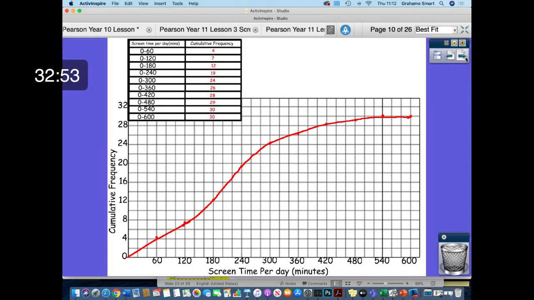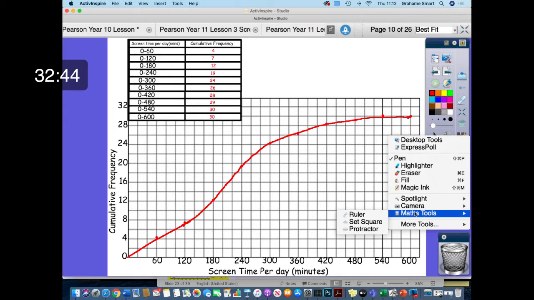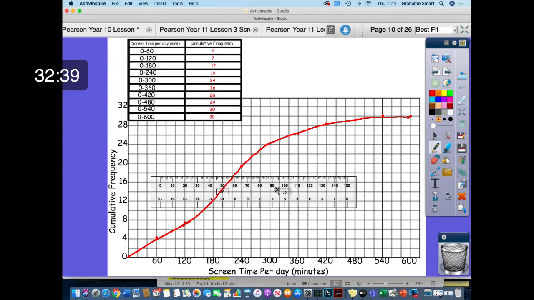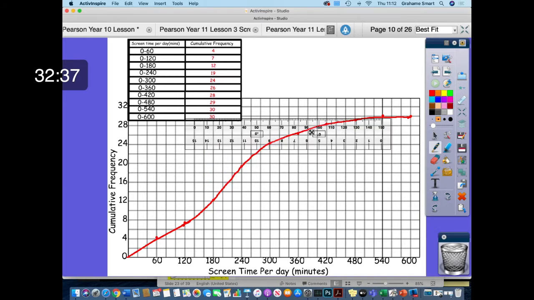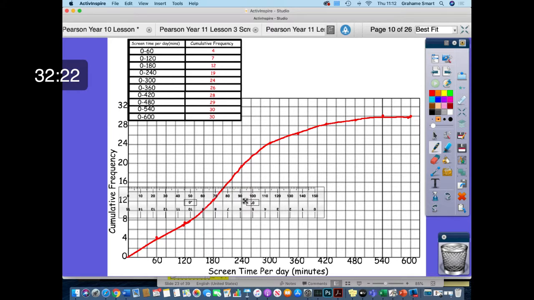Okay, I've got my curve. This is one I actually did earlier just in case I had any problems with the technology. I'm now going to try to show you in real time how I'm going to work out the median and the quartiles. I may only do the median just because of time. I know I've got 30 values, and the median is halfway, middle, so half of 30 is 15. So I'm going to find 15 on my cumulative frequency. I've got my axis here, it's going up in twos, 12, 14, so 15 is going to be halfway here. And I'm going to draw a line horizontal here.